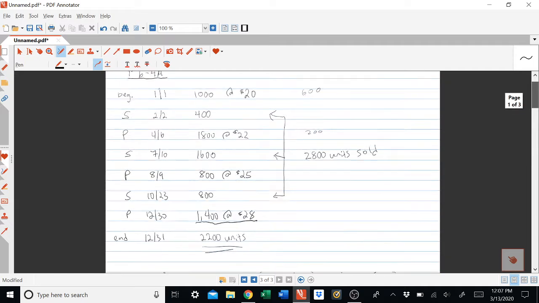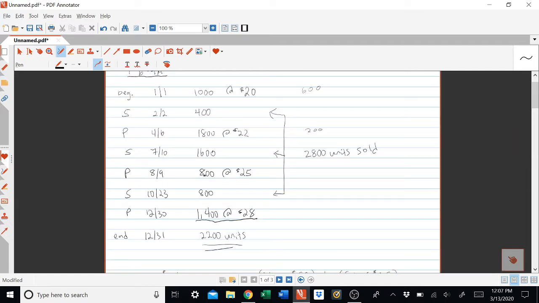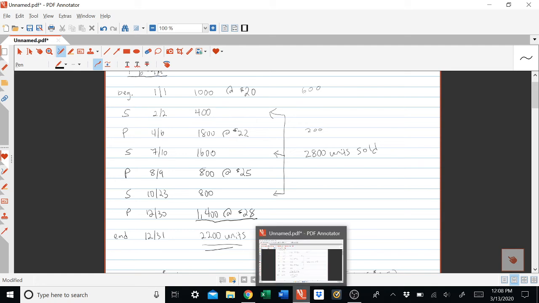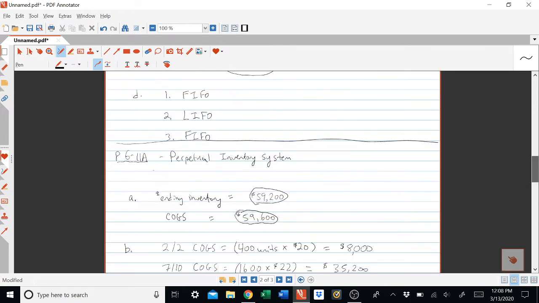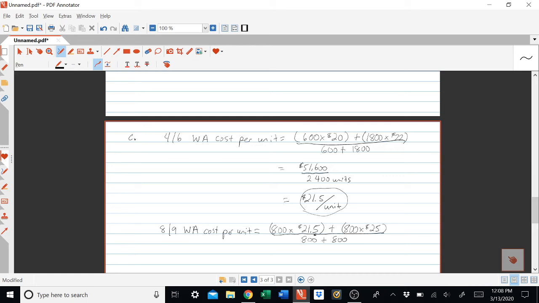Let's walk through that again. As of this date, there's 1,600 units available for sale, right? We had 1,000, we sold 400, so there's only 600 left. Then we purchased 1,800, so we have 2,400. Then we sell 1,600, so there's 800 left to sell. Then we purchased 800, so now we have 1,600. 800 were purchased at 25, and the 800 that were left over that hadn't been sold were purchased for either 20 or 22, but the weighted average, what we assumed that those 800 were purchased for, was 21.5.